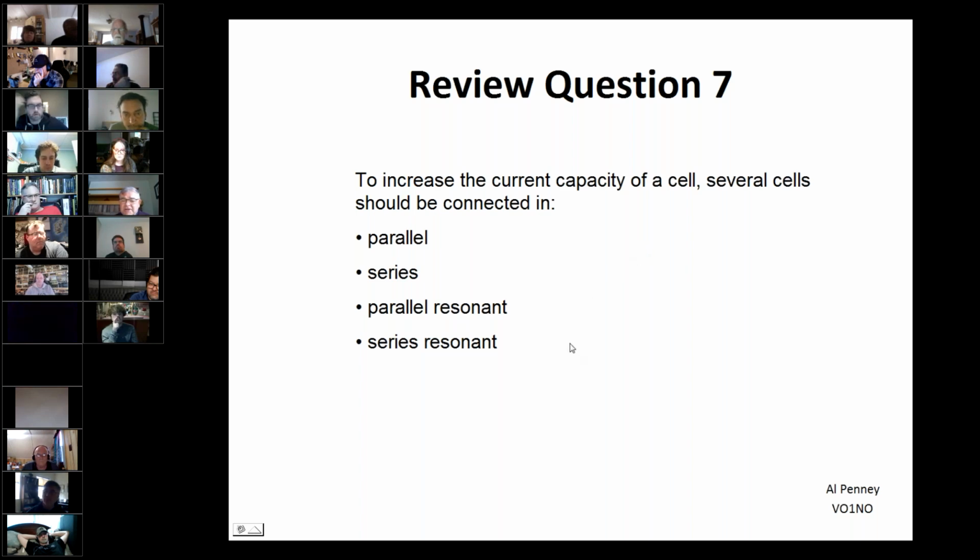Got a bunch of answers here, A's and B's. So we don't want to increase the voltage, we want to increase the current capacity. Okay, parallel. So positive to positive to positive, negative to negative to negative. Doesn't increase the voltage, but it increases the current capacity of the cell.